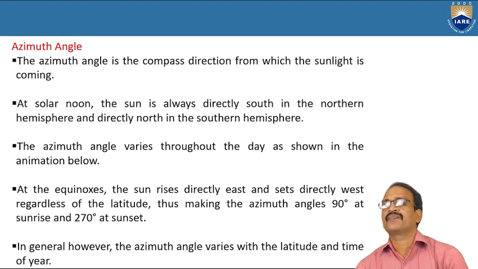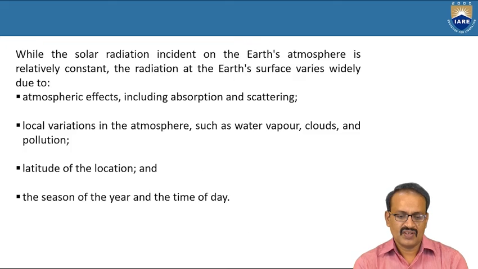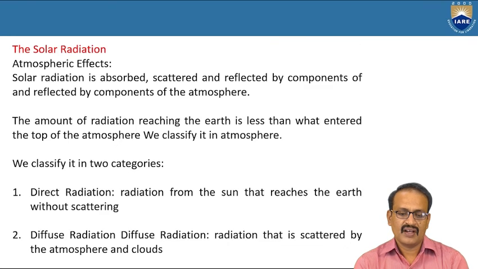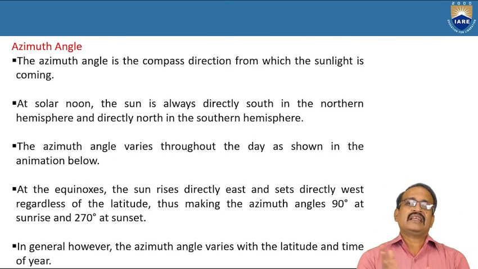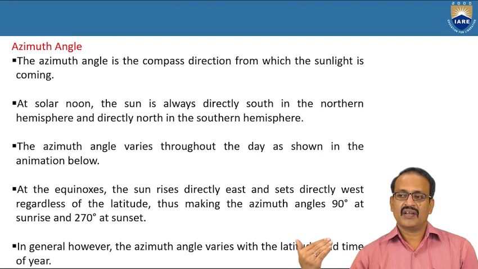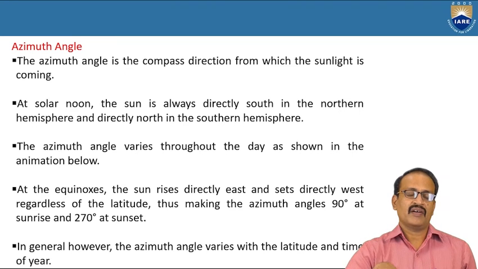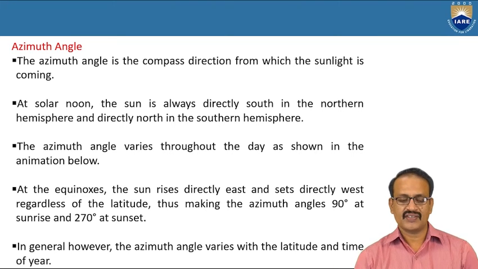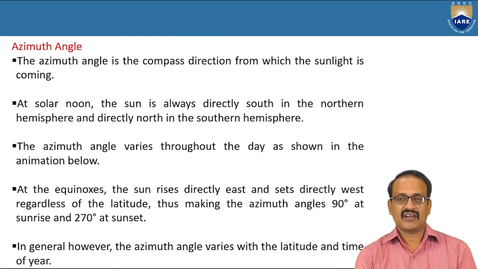Now the azimuth angle. This is a different thing, a different way of observing the sun. We will take the north and south pole as a reference here. The angle of the north and south pole to the rays of the sun, that is the azimuth angle. The azimuth angle is the compass direction from which the sunlight is coming.